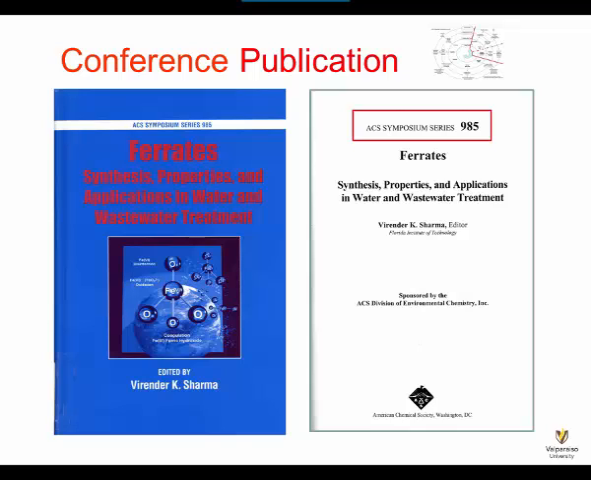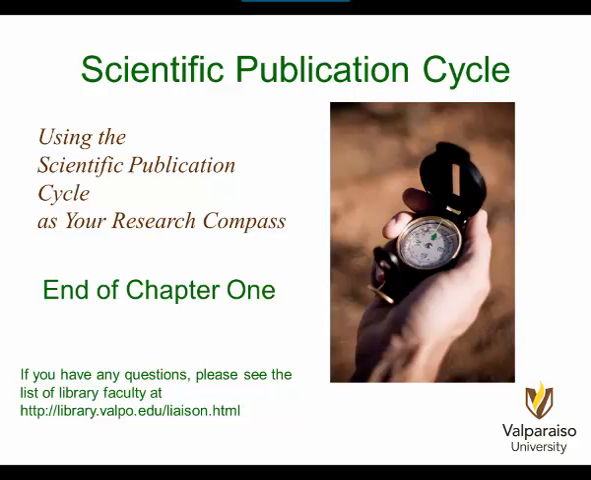Conference publications may be cited as proceedings or symposia, as you can see by the highlighted area of the title page. This is an example of a formally published conference publication published by the American Chemical Society as part of their ACS Symposium series. Our library does not regularly buy conference publications, but we can get formally published ones for you through interlibrary loan. This concludes Chapter 1, and you are now ready to advance to Chapter 2.